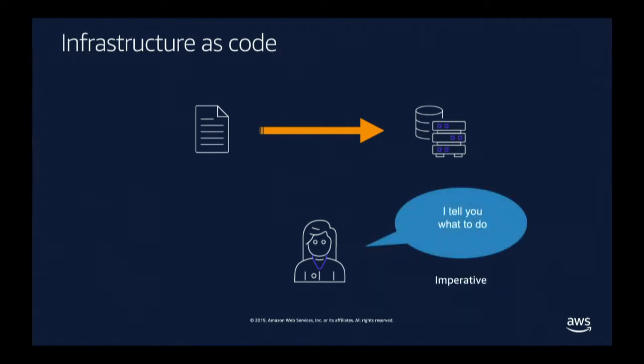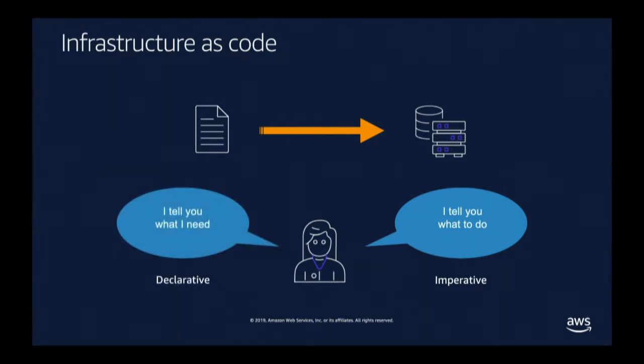So that's the imperative way. I tell you what to do. Cloud provider comes with a different way. It's the declarative way. You declare what you want. I create a list of the things I want, and you give that to a service, and the service will, quote, execute the list, and will create the infrastructure for you.